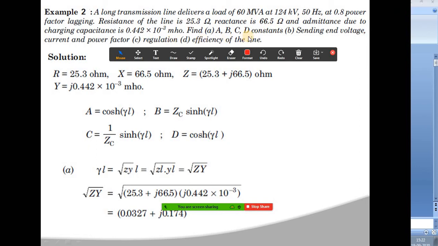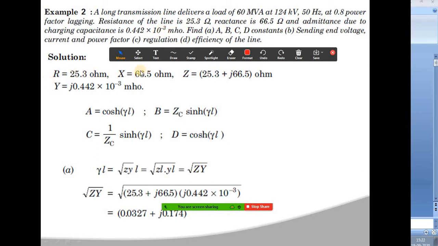So here a long transmission line is given, delivering a load, and the load value is given in terms of MVA. 60 MVA is the load value, the voltage at the load is 124 kilovolts, and the power factor is 0.8 lagging. Also, the total resistance of the line is capital R, which is equal to 25.3 ohms, the reactance value is 66.5 ohms, and the admittance capital Y is 0.442 into 10 power minus 3 mho.